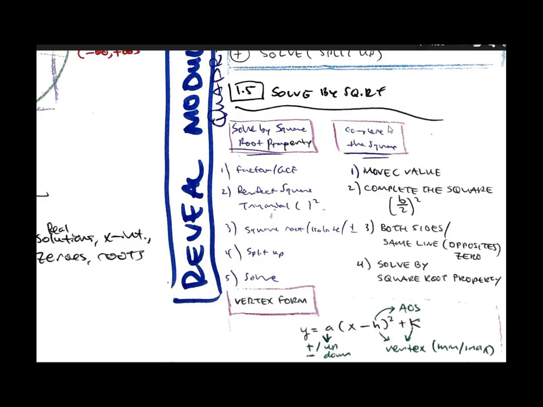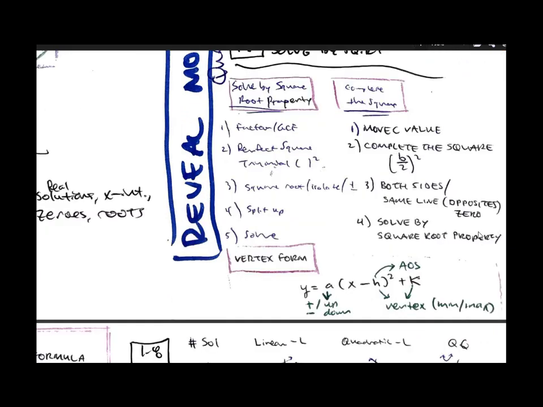If you are completing the square, you either want to move the c value to the right side by solving by the square root property, or just move it over on the same side so you have some space. Complete the square by b over 2 squared. Then the c value that you find, you're going to add to both sides, or if it's the same line, you want those two highlighted marks to add to 0, so the opposites, so positive 5 and negative 5. And then you'll solve by the square root property.